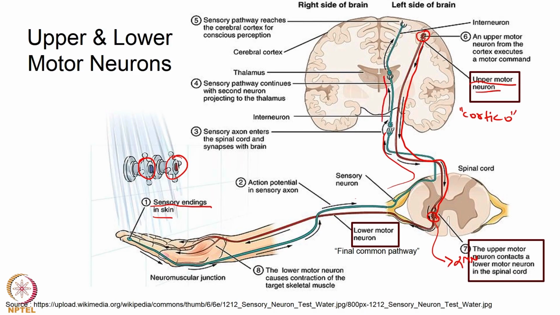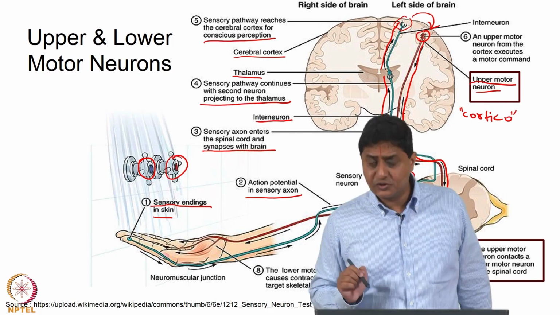There are several interneurons that take it to the primary somatosensory cortex. So, this is the sensory axon, and then it enters the spinal cord and synapses with neurons, and then there are several interneurons, and then it continues projecting to the thalamus, and from thalamus on to the cortex, the sensory motor cortex, right, where it is consciously perceived, and some sort of processing happens here. From there appropriate commands to the motor area are given, and then the motor neuron directly controls movements of the hand.